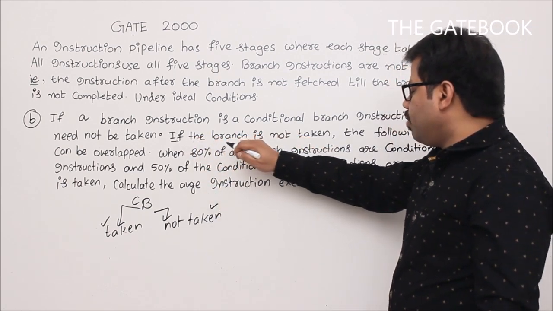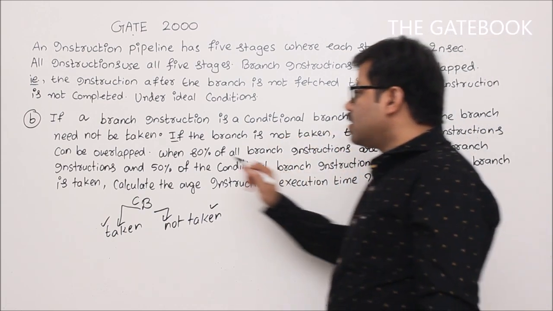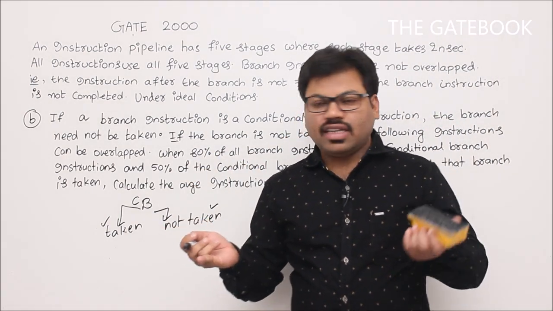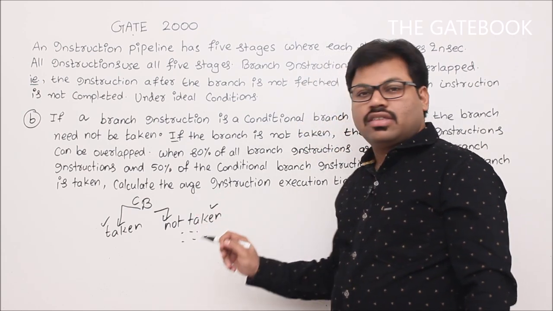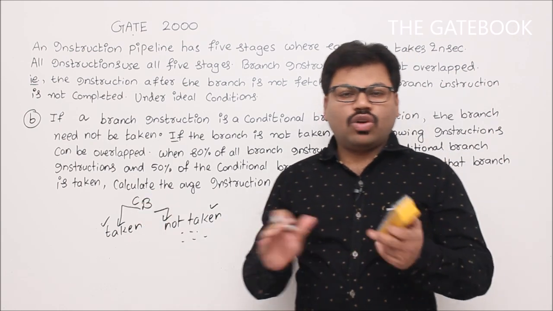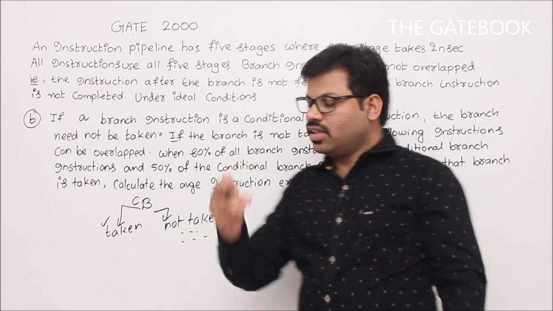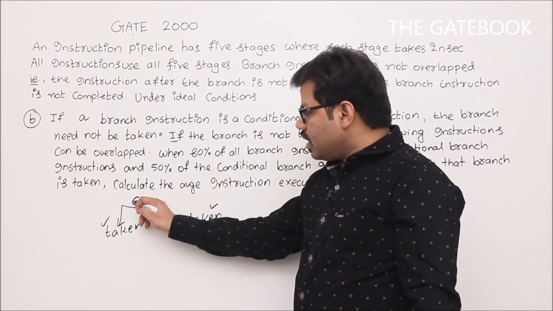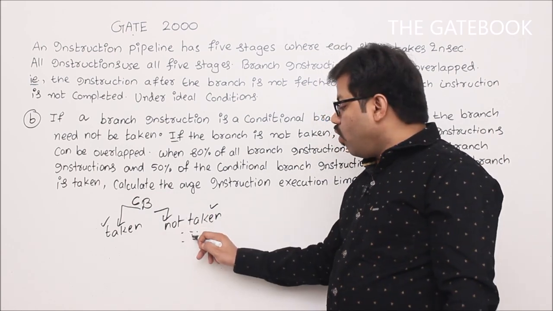First he is starting with branch is not taken. If branch is not taken, the following instructions can be overlapped. So he is saying that if branch is not taken, then we can overlap the instructions. Just normal. Do you remember? If there is no branch instruction, generally in the pipeline we overlap the instructions. So similarly, though it is a conditional branch instruction, if the condition is not taken, then we can overlap the instructions.